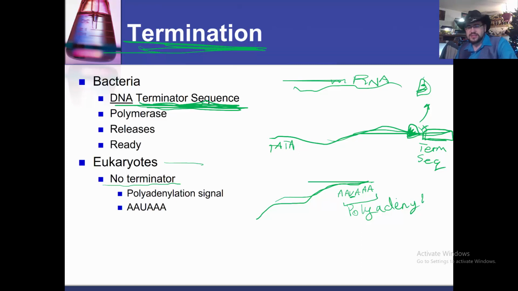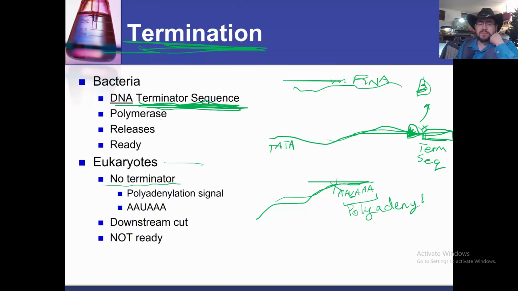And this is what causes a cut to be made in the transcript. And it releases the growing transcript from the polymerase and the polyadenylation signal. Now, here's the thing. This transcript is not immediately ready to leave the nucleus and go be turned into protein.